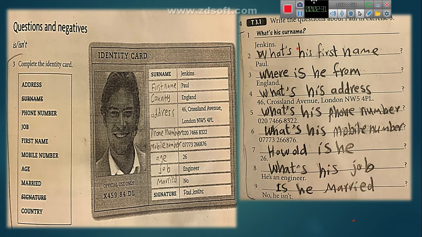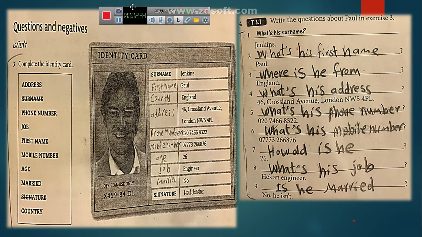And there we have an exercise with some questions about this identity card. Write the question about Paul in exercise 3. Here, Jenkins. So the question is, what's his surname? Paul. So, what's his first name? England. Where's he from? And then his address.